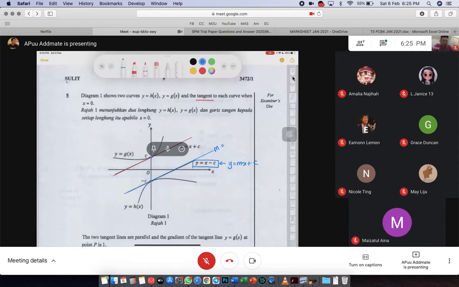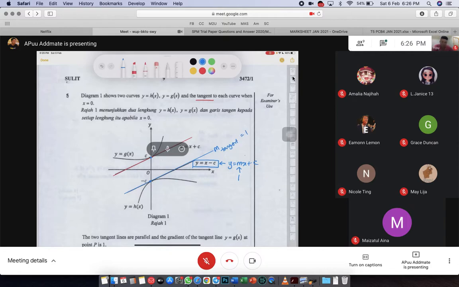So if you see that y equals mx plus c, basically you can see that m is equal to 1. That m is equal to 1. So therefore I can say that over here your gradient of tangent is equal to 1. So I'm going to just put gradient of tangent. Gradient of tangent is equal to 1.